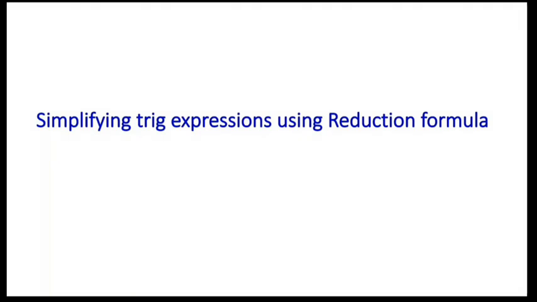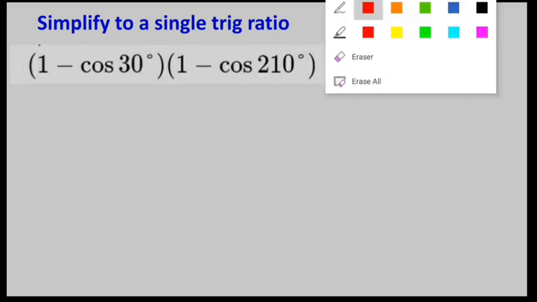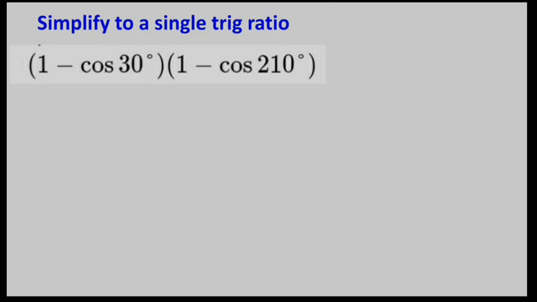In this video we're looking at simplifying trig expressions using reduction formula. And the first question we've got, we're asked to simplify to a single trig ratio. Okay, since I can see that there is an angle there that is obtuse that I need to reduce to a single ratio, I'm going to quickly draw a cast diagram.